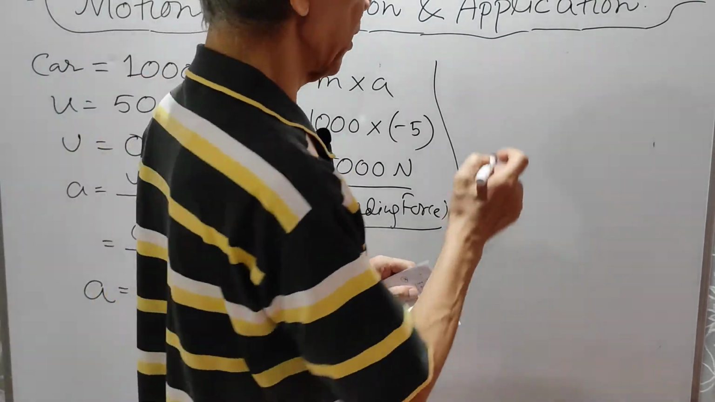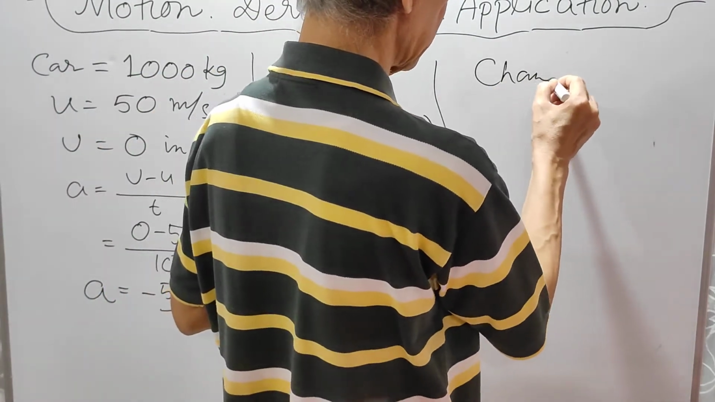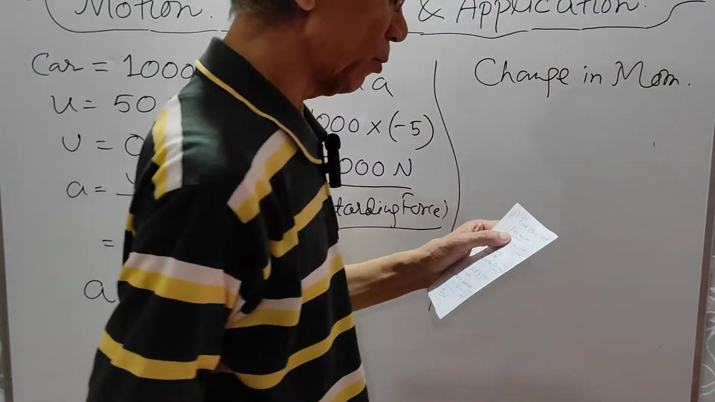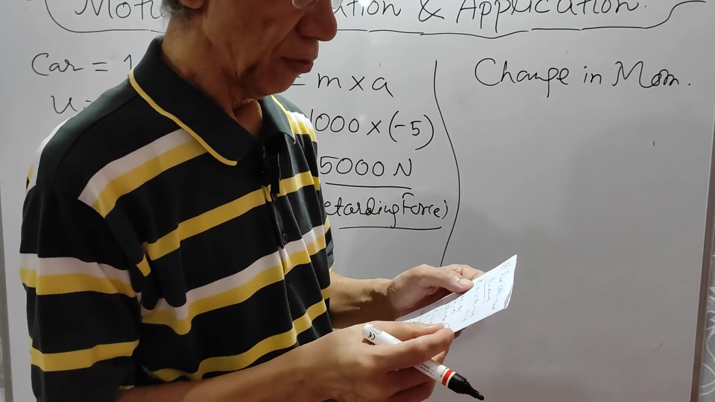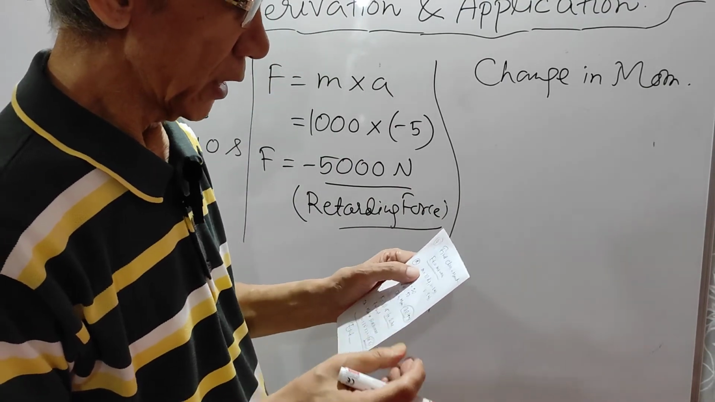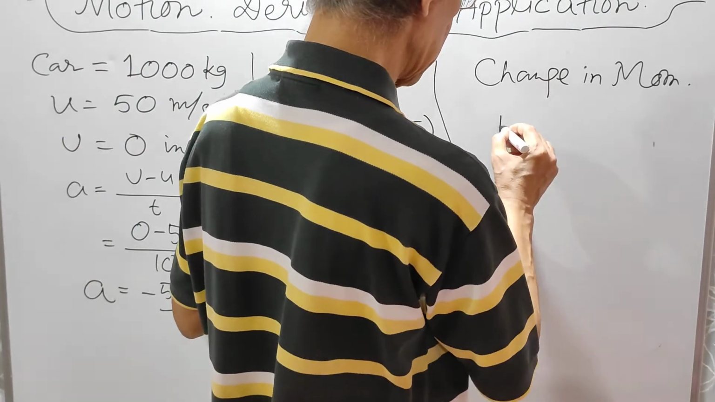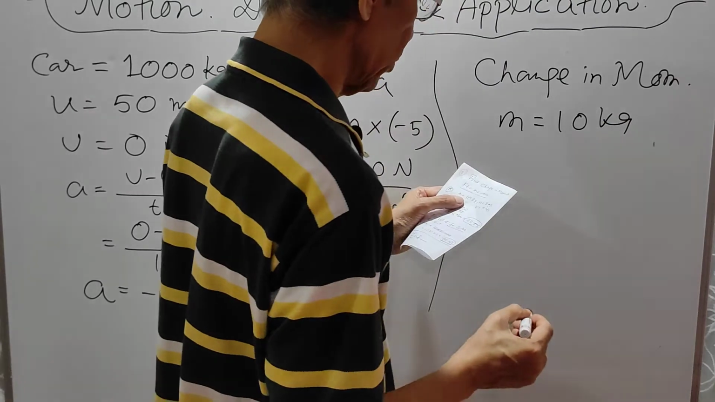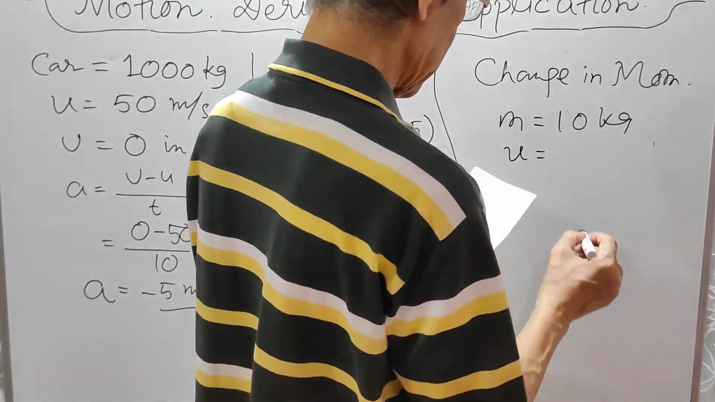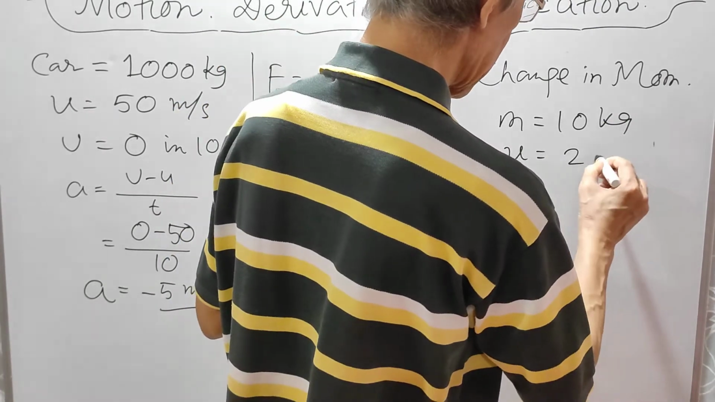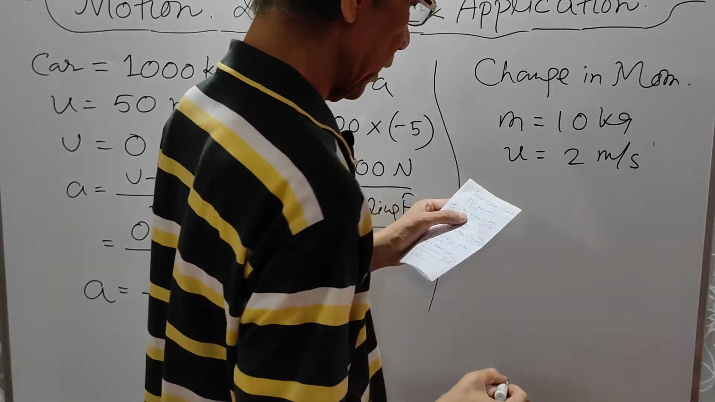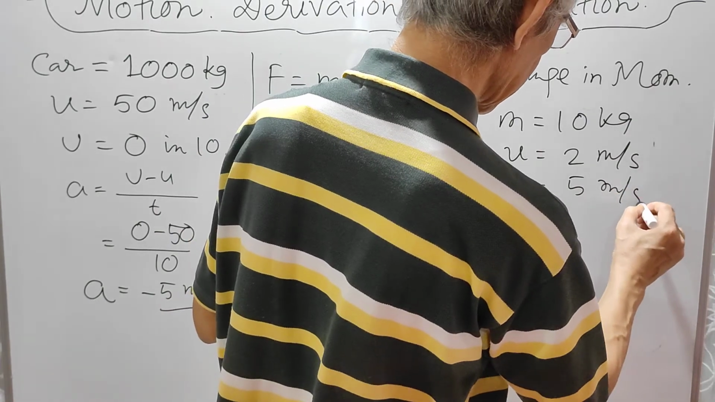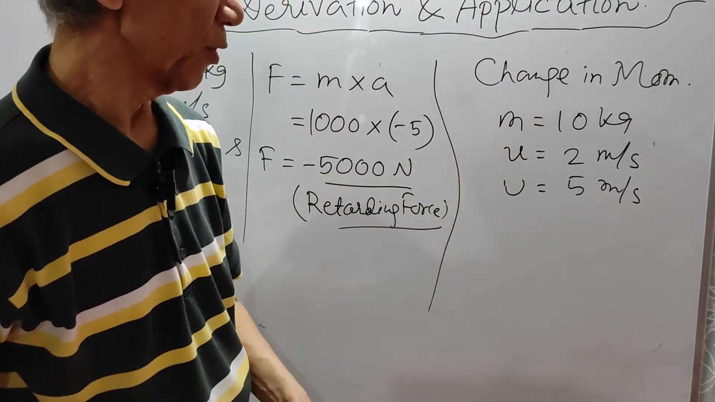Find the change in momentum of a body whose mass is 10 kg. It is moving with uniform initial velocity 2 meter per second and final velocity 5 meter per second. So this information is given in the question.